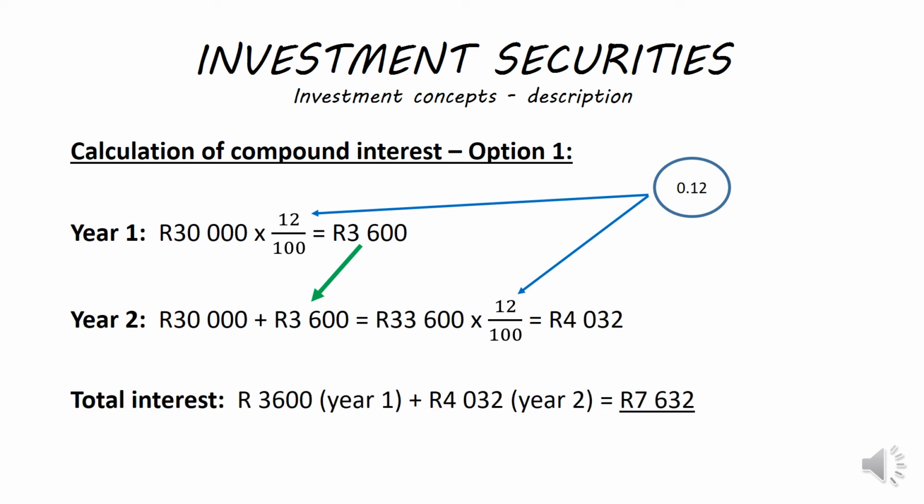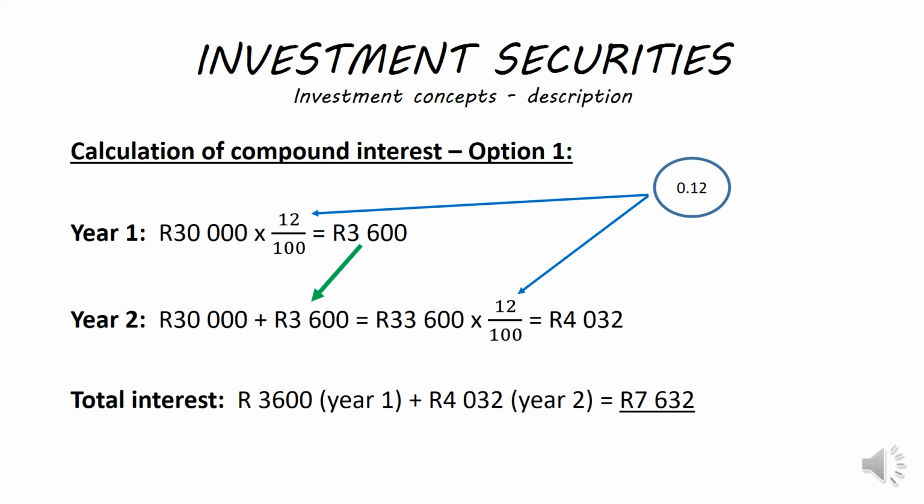The question is, what was the total interest that she has earned over the 2 years? In year one, she earned 3,600 Rand, plus in year two, she earned 4,032. If we add that together, we get 7,632. Now this method is doable if your investment period is 2 years. But if your investment period is 20 years, this calculation is going to become very, very long, and it's going to be inevitable that you're going to make a mistake somewhere. You're going to forget to add something, or make a calculation error, if you have to do this for 20 years.